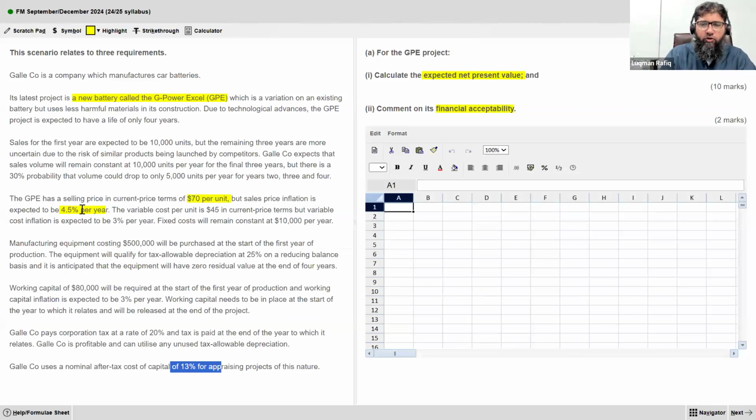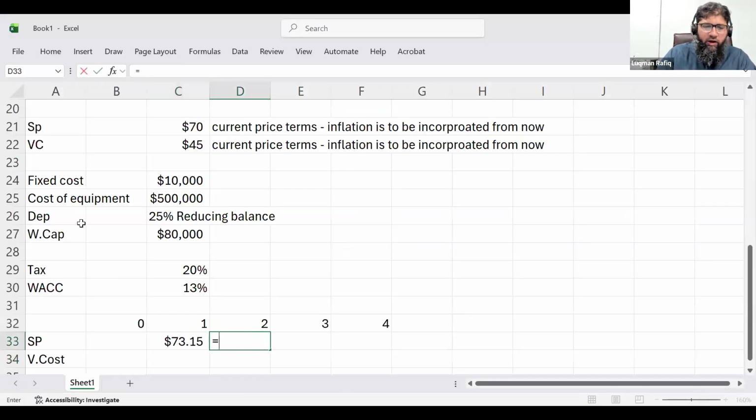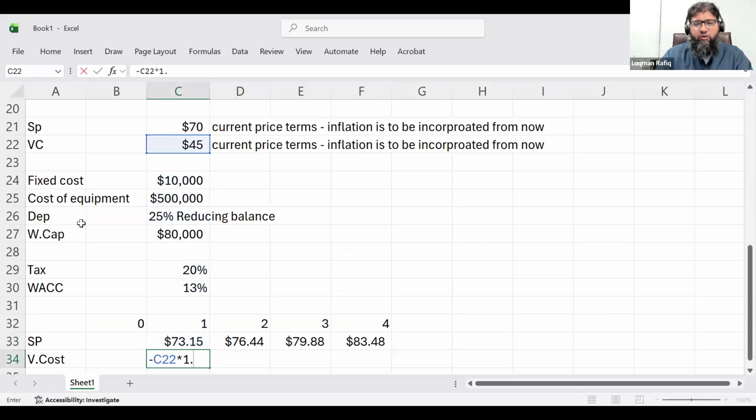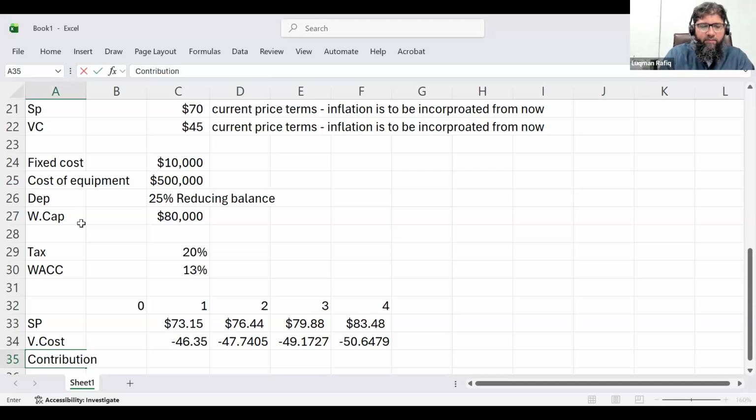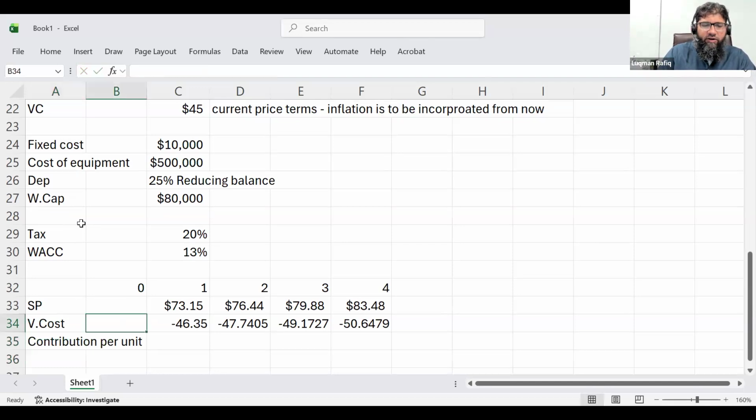By 4.5%. So I'm going to multiply by 1.045, and we are going to multiply this by 4.5% every year. This is how the selling price is going to increase. Then we have a variable cost that is subject to inflation, which is 3%, and we are going to increase it by 3% every year. So this is how it is going to be. So we get the contribution per unit, which is this plus this.